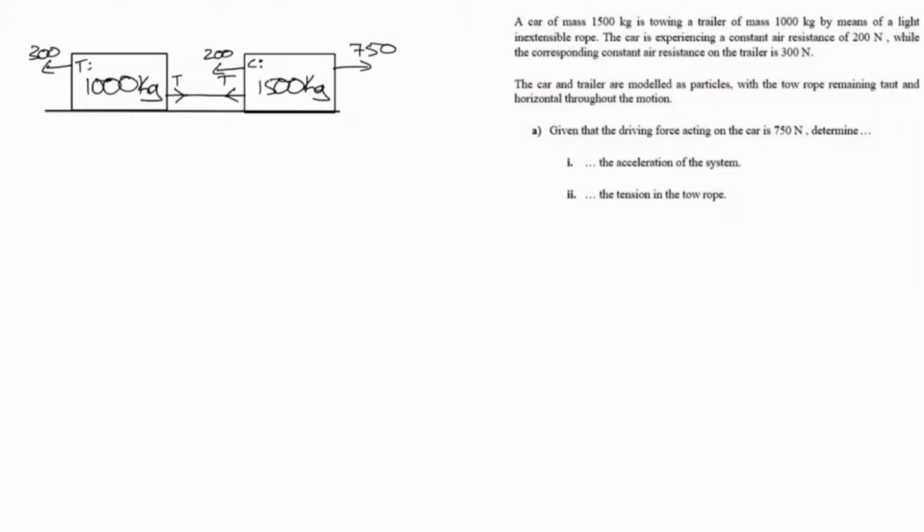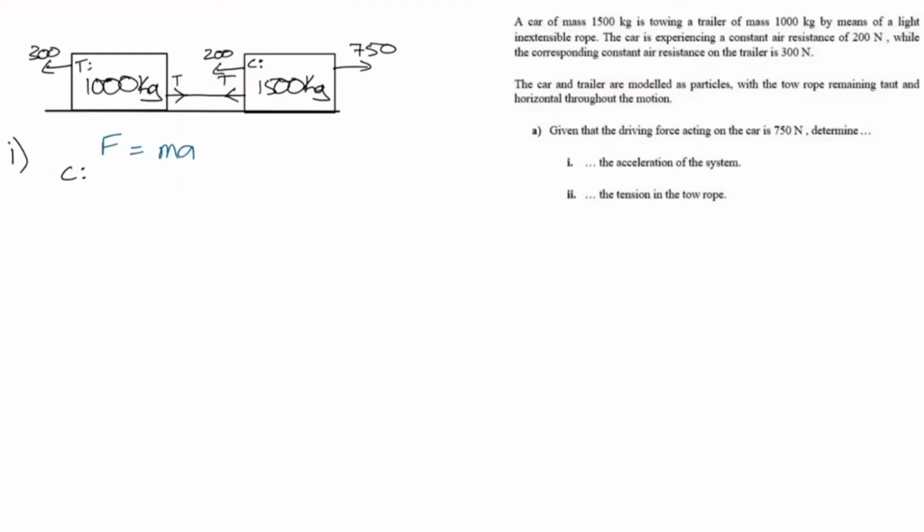Okay, I think I have enough information to find any unknowns about this situation. The question first asks us to find the acceleration of the system. So just like always, I'm going to try and get two motion equations which are going to help me to solve for an unknown acceleration and solve for an unknown tension. So let's go. I'm going to start with the car and think about all of the forces acting on the car.